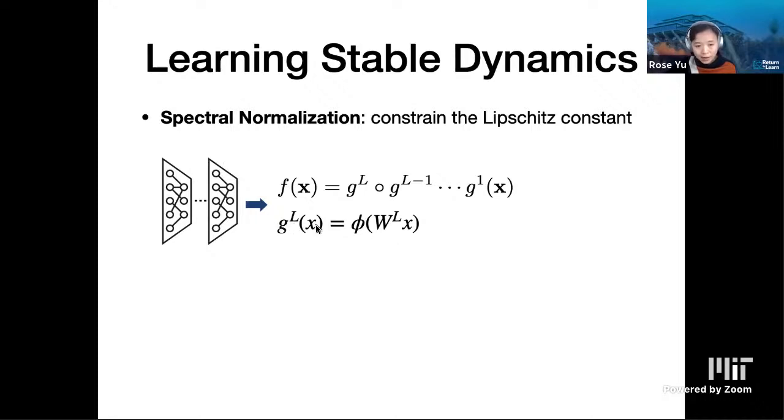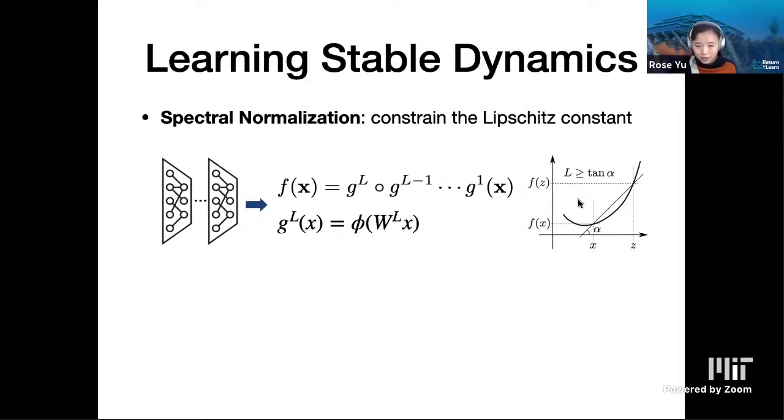So each function g of x can be written as a weight matrix W_L multiplied by the input x, applied by a nonlinearity phi. This nonlinearity can either be a sigmoid function or a tanh function or any of your favorite nonlinear activation functions. So if we want to regularize the Lipschitz constant of this function f of x, then we need to basically regularize the Lipschitz constant of the entire sequence of function composition. It actually turned out to be a much harder problem. Computing the Lipschitz constant is quite difficult. It's an NP-hard problem. But luckily, we can approximate the Lipschitz constant of a function.